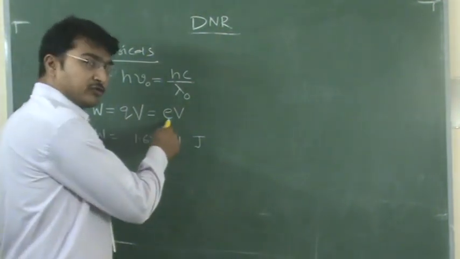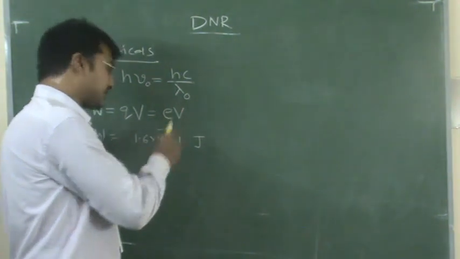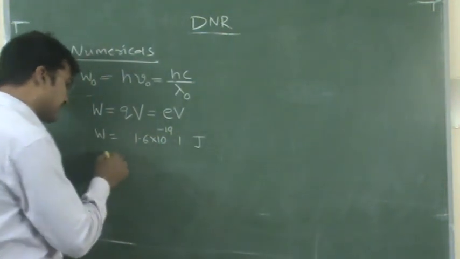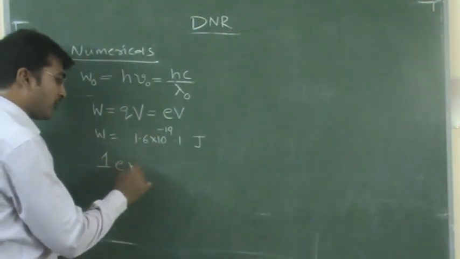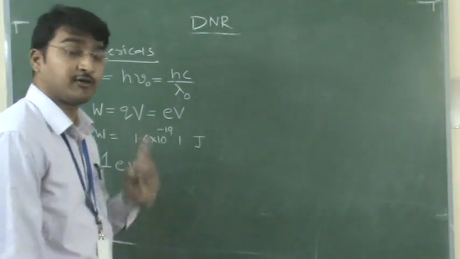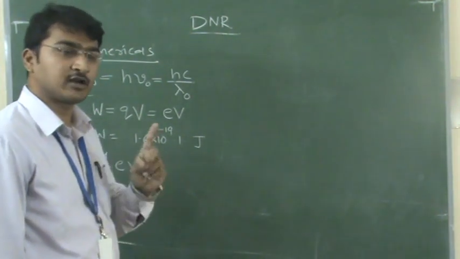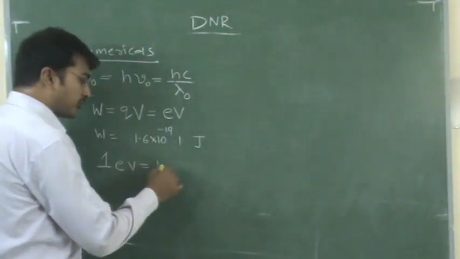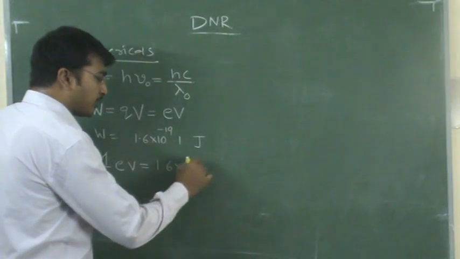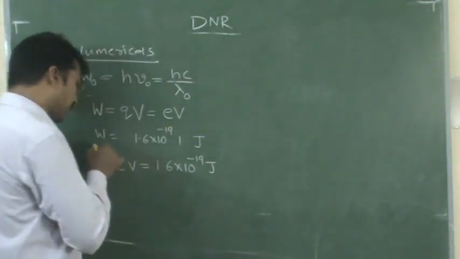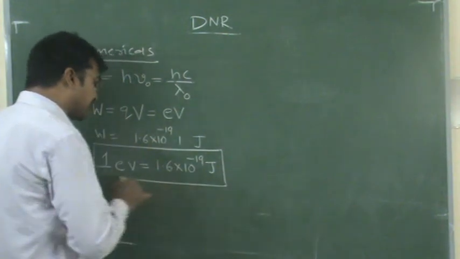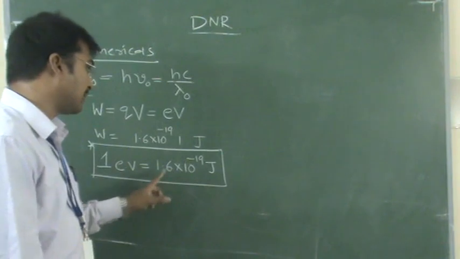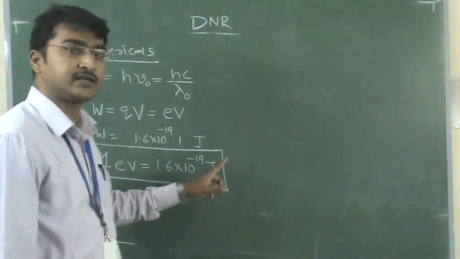Everything we are taking in SI units, coulombs and volts. So W is equal to 1.6 into 10 to the power of minus 19 joules. And this we can also refer to as 1 electron volt, the work done by the electron by applying voltage V. So 1 electron volt equals 1.6 into 10 to the power of minus 19 joules. Remember that. This is the smallest unit of work done.